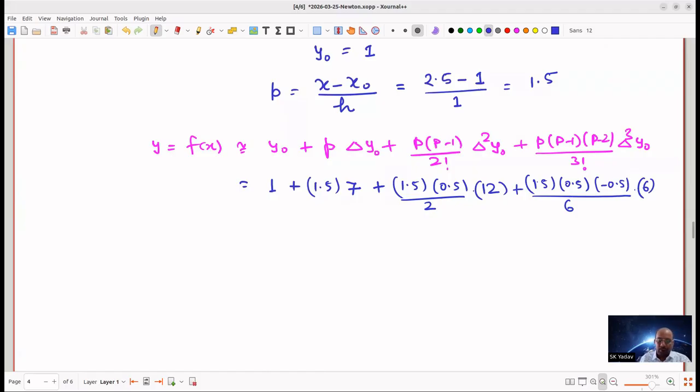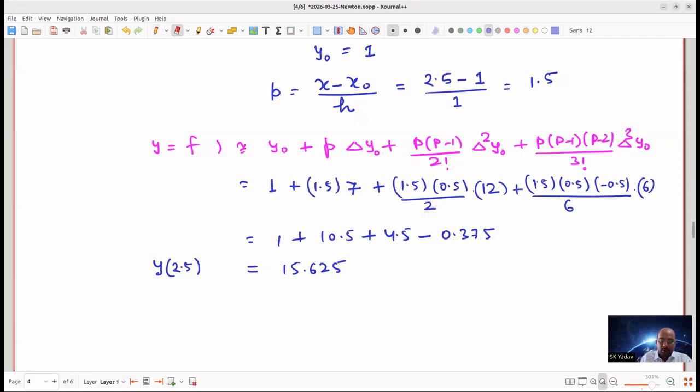So now if I compute here, I will get these values as 1 plus this 10.5 and plus 4.5 minus, because there is a negative sign here, so minus 0.375, and overall I got here 15.625. So this is your y at 2.5.